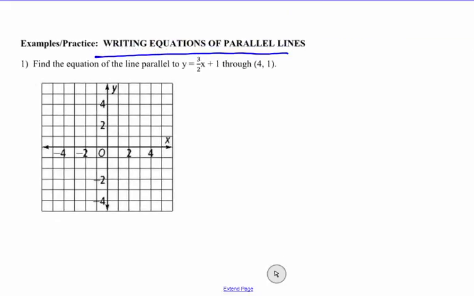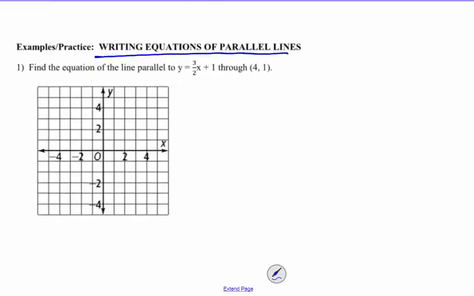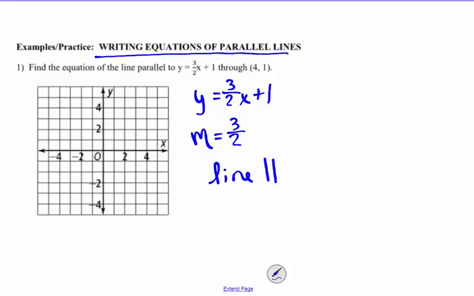The first thing that we need to do is find b. We need to write an equation modeling y equals mx plus b. So we see with the first equation, y equals 3/2 x, that the slope is 3/2. Remember that if the lines are parallel, they will have the same slope. So we're going to use the 3/2 as our slope for the new line. And we know that the new line passes through the point (4, 1).